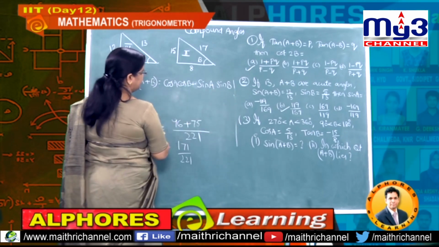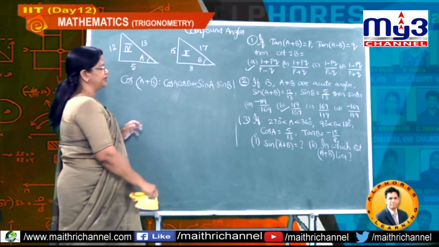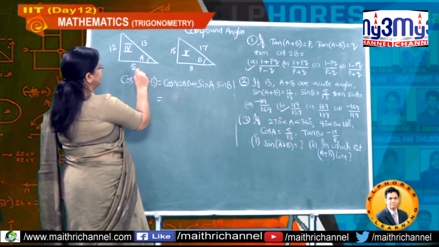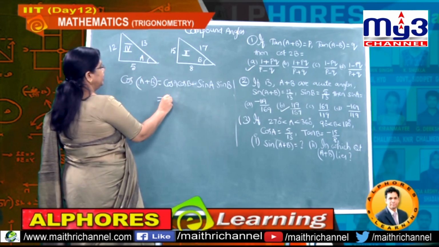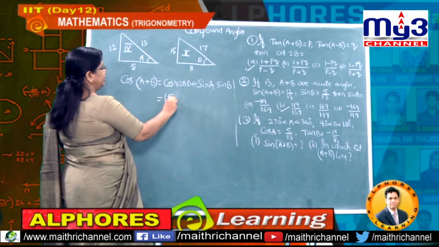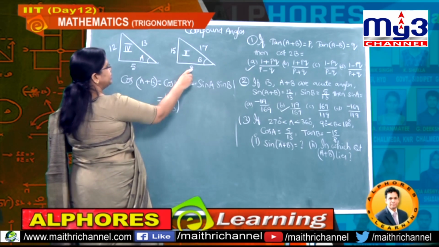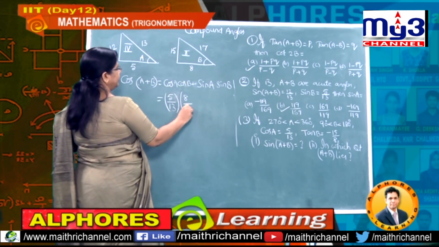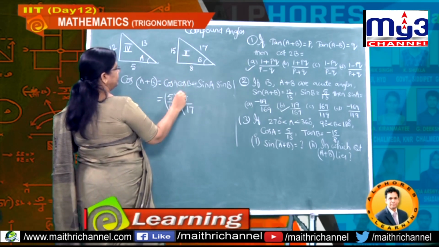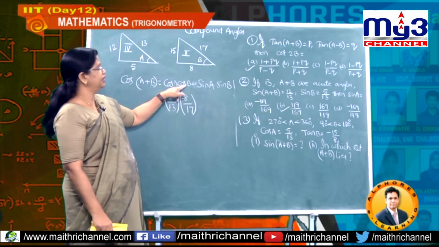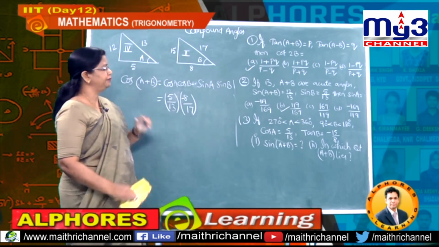Now let us substitute here again values. Now what is cos A? Cos A value is 5 by 13, and fourth quadrant means it is positive. Cos B is 8 divided by 17, and what is the symbol here? Minus you have to put, because cos B is negative in second quadrant.